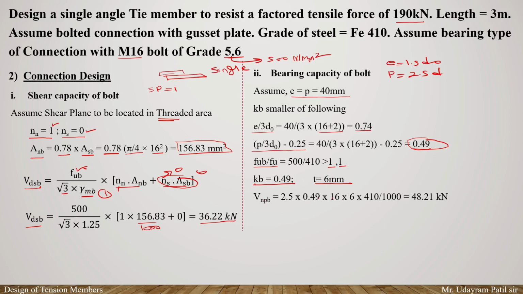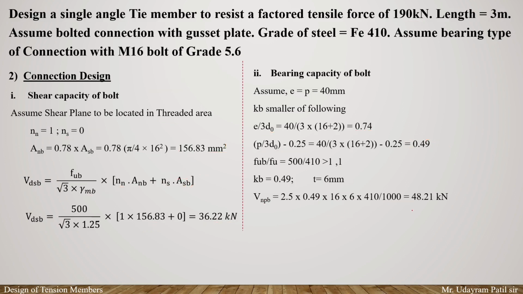So putting all of this particular value in our section, we get 2.5 multiplied by KB multiplied by diameter of the bolt multiplied by thickness multiplied by fu divided by 1000 to convert it into the kilonewton. This gets the value of the Vpb as 48.28 kilonewton. Now this is your nominal shear strength. You have to calculate the design shear strength. So therefore dividing it with the gamma mb, that is equals to 1.25, that will give us the Vdb as 38.86 kilonewton.